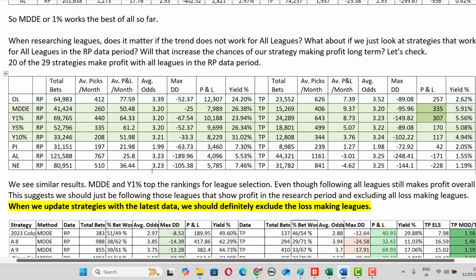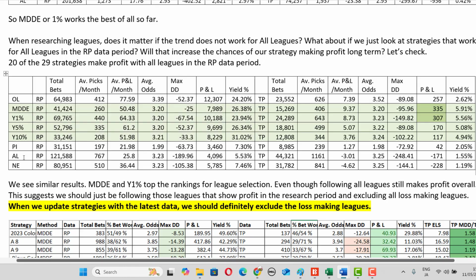And when we run a similar analysis on them, we see here that the all leagues method beats negative exclusion this time. Still makes a loss, but a smaller loss than the negative exclusion strategies did. Even with this method, we still see the MDD method coming out on top with the most profit. And we see that the yields have increased slightly. So what I can say here is that if your strategy makes profit in the all leagues data, then that does slightly improve results. There's a higher chance of success there.